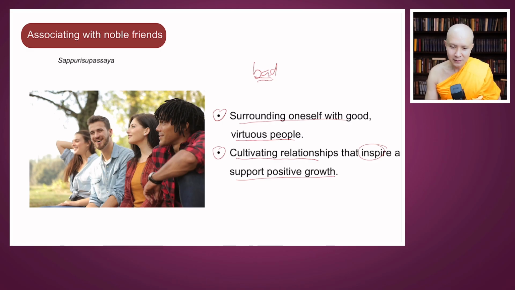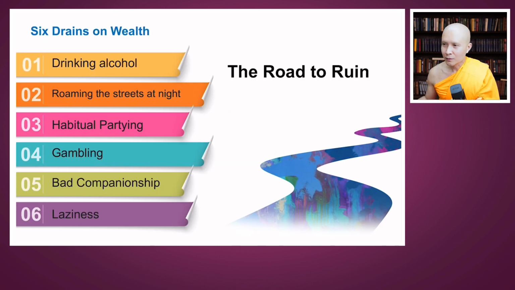Following the teaching of the Buddha, clearly one good friend is not enough. But having bad friends, one is more than enough. Okay, stay away from them. How do you know whether these friends are good or bad? At least you can use these indicators. If someone drags you down this path, be careful. It's called the road of ruin, the six drains on wealth that you can apply.